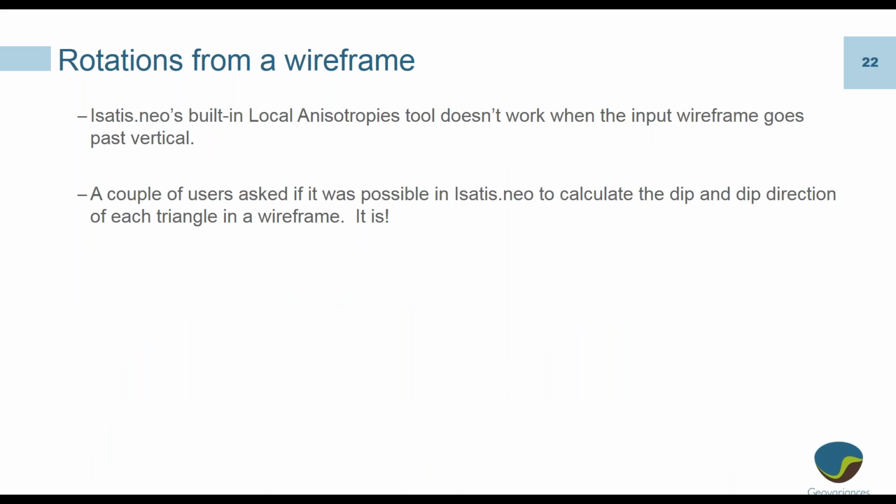Last example, rotations from a wireframe. There's a bit of a gap in the software at the moment. The local anisotropies tool doesn't work when the input wireframe goes past vertical. We had a couple of users ask if it was possible in Isatis.neo to calculate the dip direction of each triangle in a wireframe, and this is possible. It was not possible in the old software. You didn't have access to the details of the wireframe.